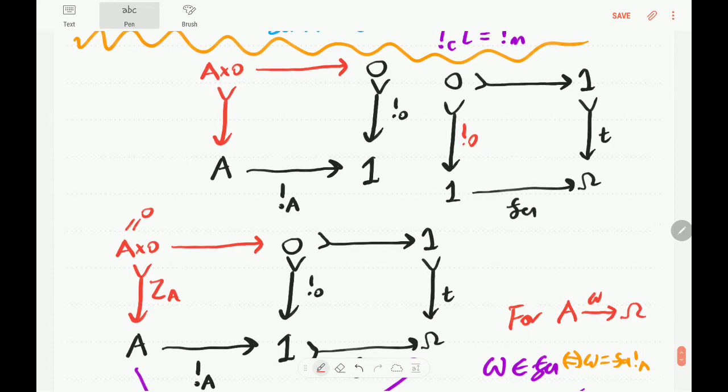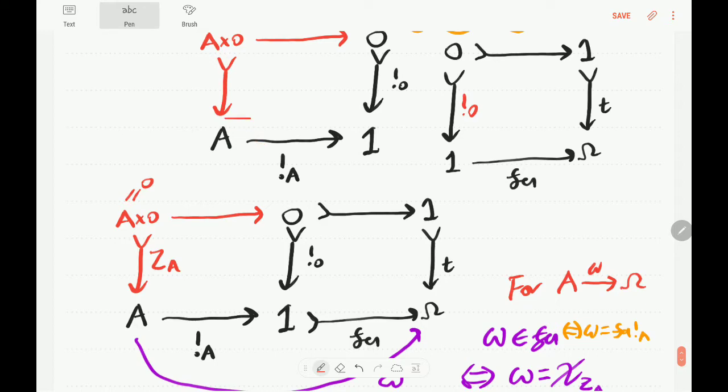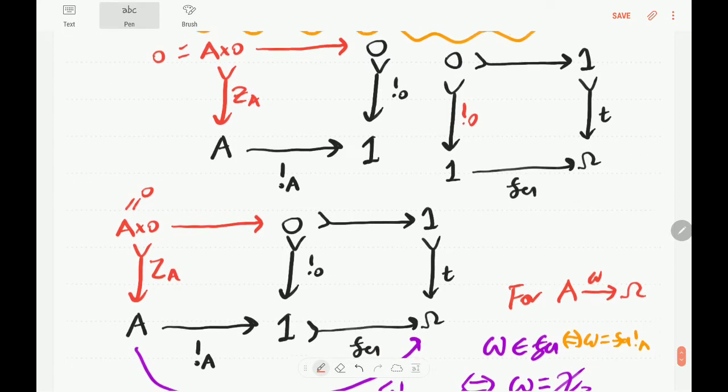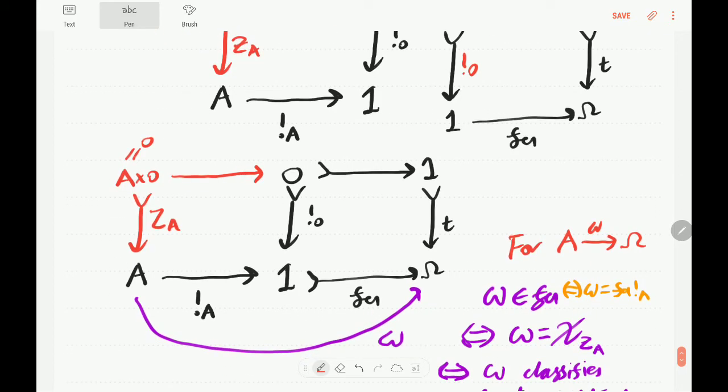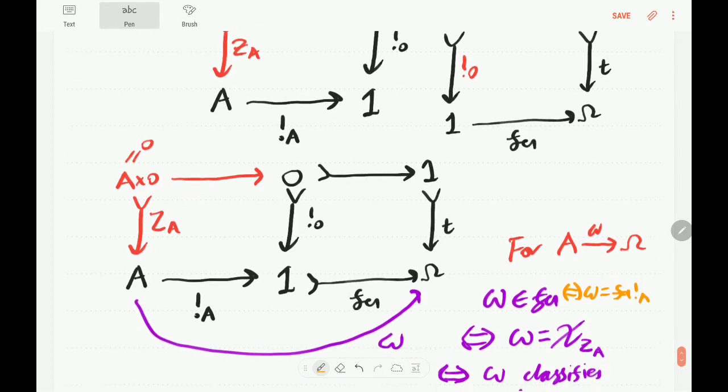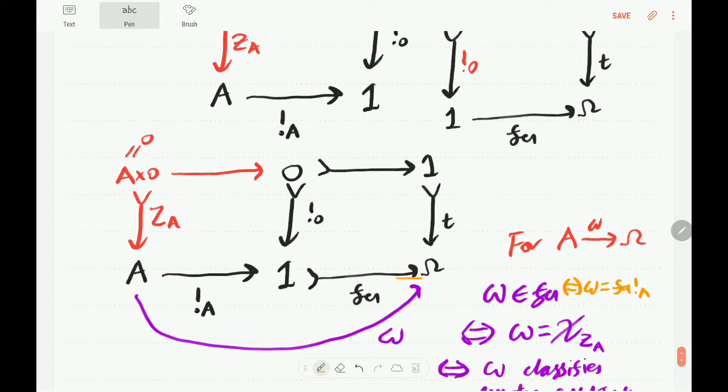Now, I've already shown here that the pullback of exclamation mark 0 along exclamation mark A is this arrow ZA. So by the pullback lemma, that does it, right? Because we know that this right square is a pullback by the definition of false, and I already argued that this left square is a pullback. So we know that the whole square is a pullback.